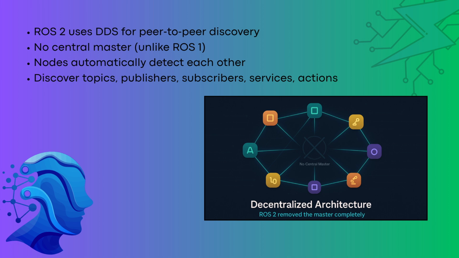So as soon as your nodes come online, they instantly know what topics exist, who's publishing, who's subscribing, and what services or actions are available. This makes ROS2 more reliable, more flexible, and way more scalable for real robots running across multiple machines.